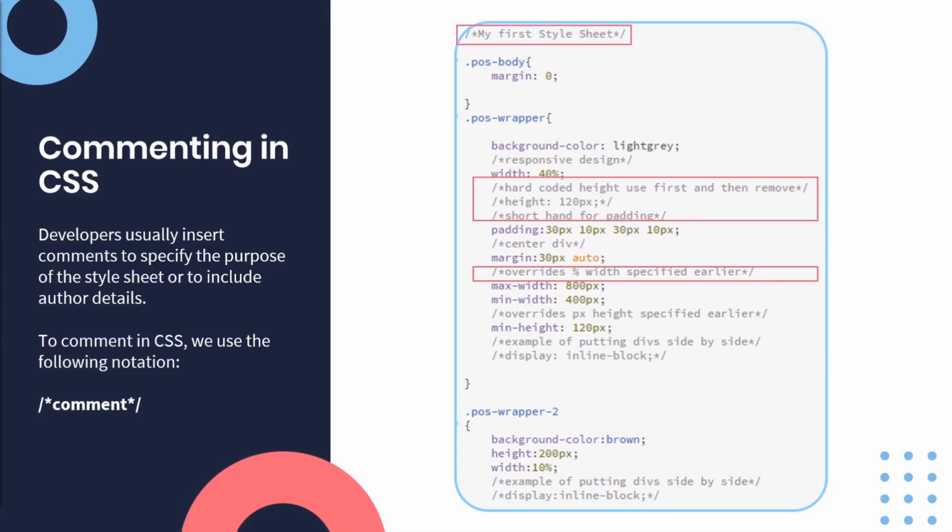Then we have several others, such as hard-coded height, use first and then remove. Then we have height set to 120 pixels, shorthand for updating. Okay. Again, this is just comments to allow the other developers to see what you are doing with your code. Remember, when it comes to commenting, this does not get rendered out to the client or to the front end at all. So it's not visible to the user at any point.